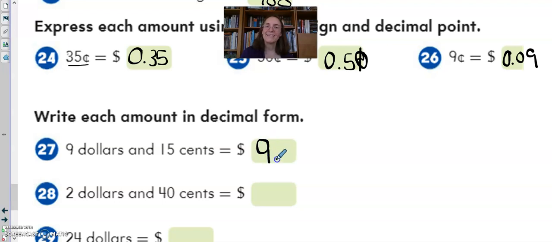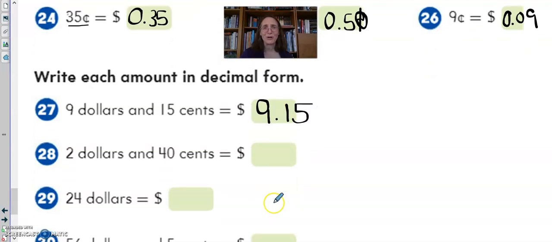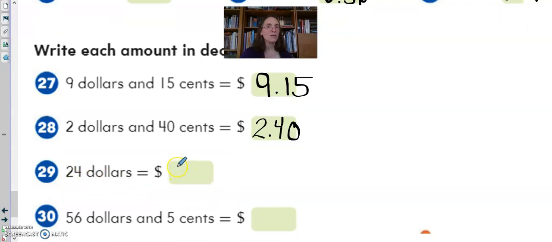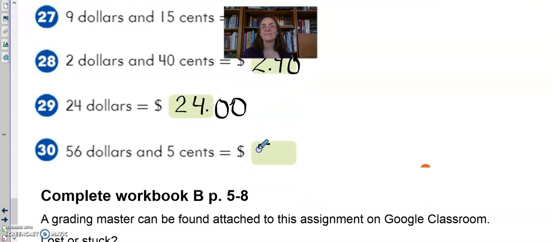$9.15, there's that handy dandy decimal point, and I hope that you're making some connections from money last year. I just did money with my third graders this year. $2.40, 2 whole dollars, the decimal separating the bills from the coins, and 40 cents. And when we're dealing with money, we always put a 0 in the hundredths place. $24, you've seen this before. When we're dealing with decimals, you'll often see this written with no dimes, no pennies. $56.05.